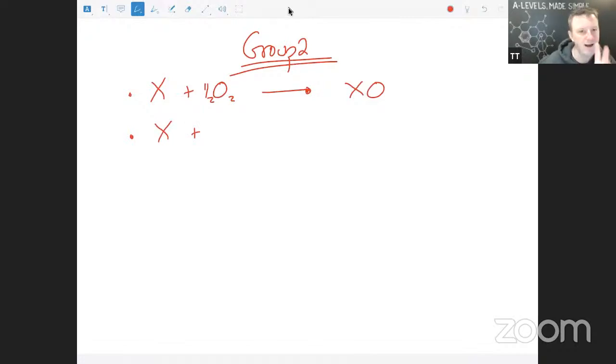Hydroxides. So that's group 2 solubility rules. We're going to get to that, I promise. With water, let's do with water. With H2O, we actually get hydroxides. So we end up with X(OH)2. And what else? No, we don't get anything else. It's just that.